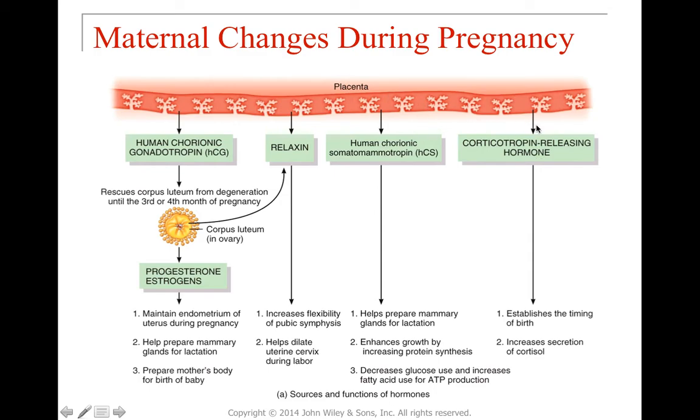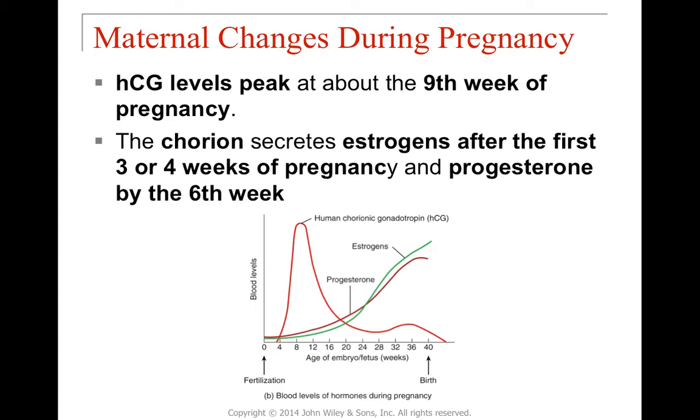It also secretes corticotropin releasing hormone. And CRH is going to help dramatically with establishing birth timing. So it's going to be very important in labor and delivery, and it's also something that sometimes you can have added if you are having a birth that is not progressing properly. It also is going to increase the secretion of cortisol, which is going to help with stress levels, etc. So it's a very stressful time. You kind of want to stay a little bit relaxed throughout it.